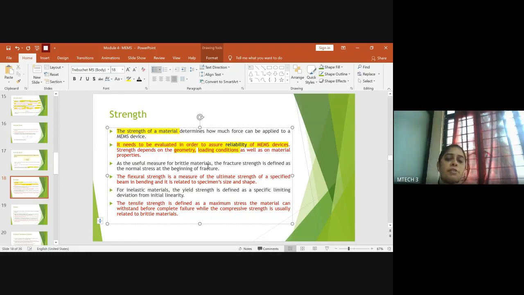So how do you measure the flexural strength? The flexural strength is always a measure of ultimate strength. What is the ultimate strength the material possesses? That is our flexural strength. So the flexural strength will measure the ultimate strength of a specified beam.